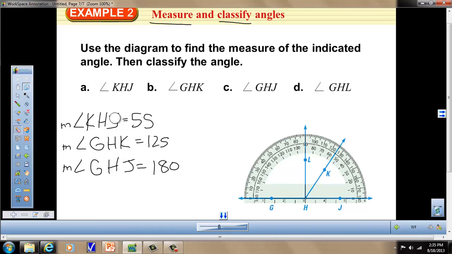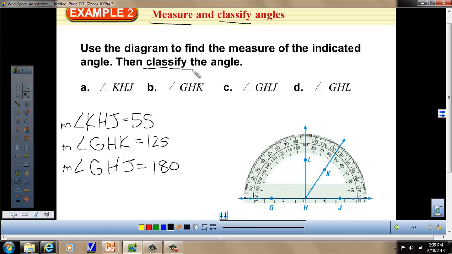Let's look at the last one. And then we'll classify all these angles. When it says classify the angle, what it's saying is name it in terms of what type of angle it is. And we have a couple different angles. We have acute angles, we have right angles, we have obtuse angles, and we have straight angles. So we'll talk about that in just a sec.